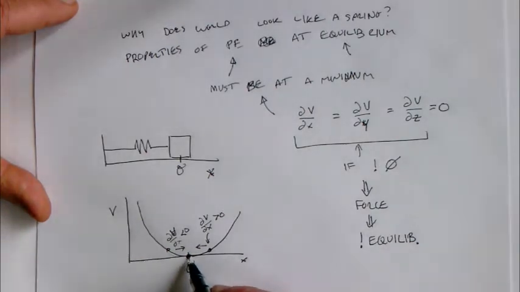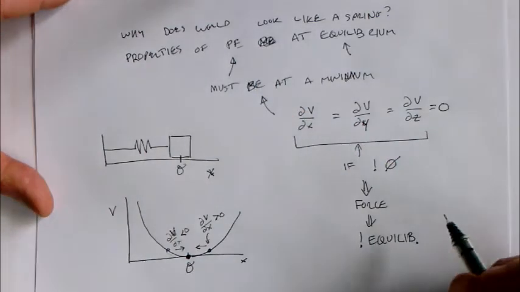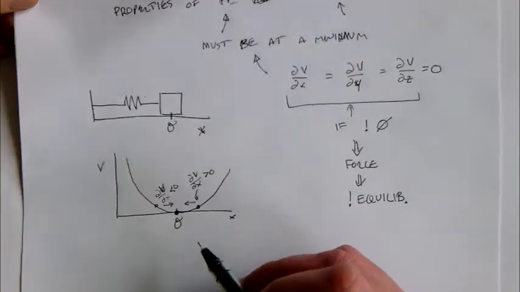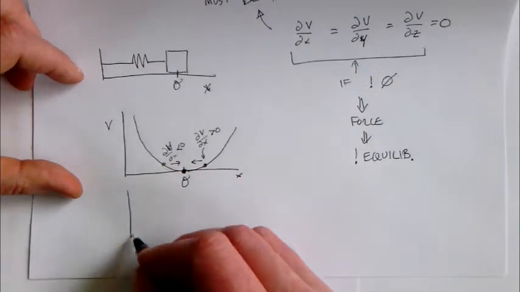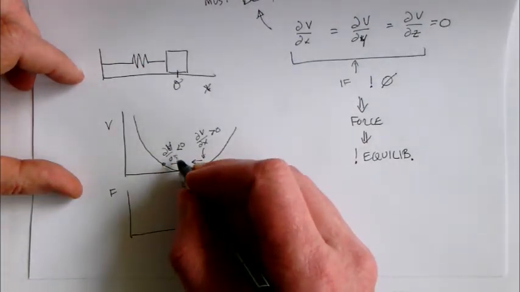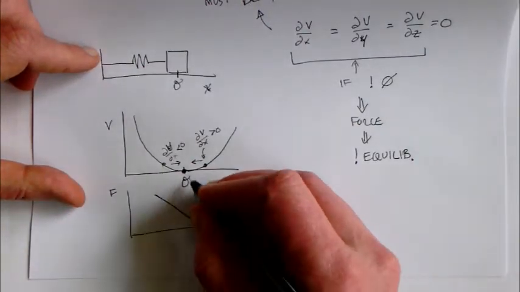And that's what actually makes it an equilibrium point, the idea that the potential energy is at a minimum at that point. Okay? I can also take this spring a little bit further and ask, what does this mean about the force? Well, since the force is minus the partial with respect to x, the force actually looks like this. Boy, I'm bad at drawing.